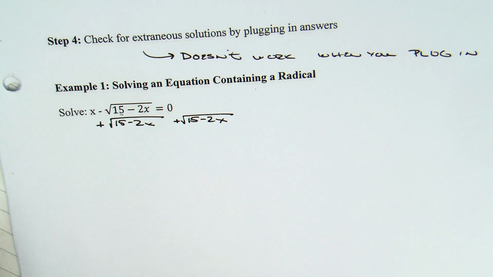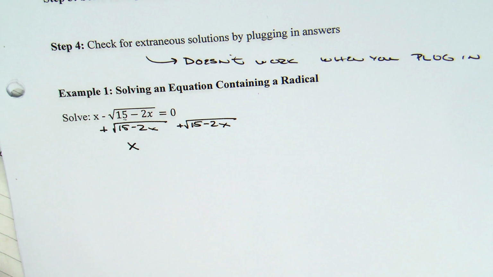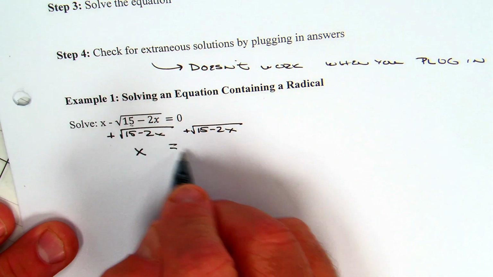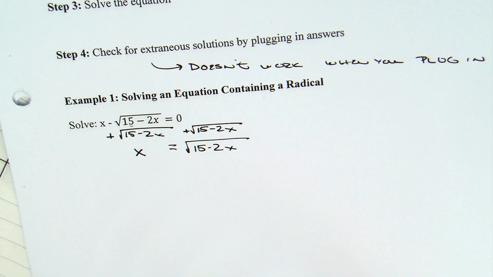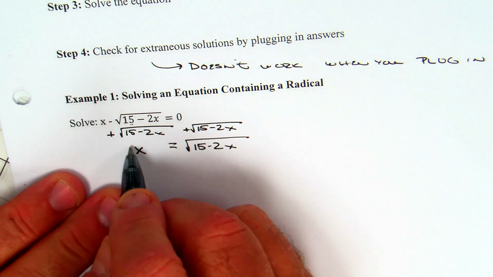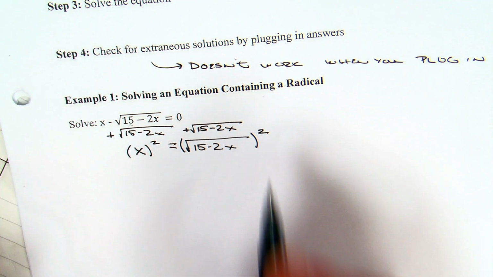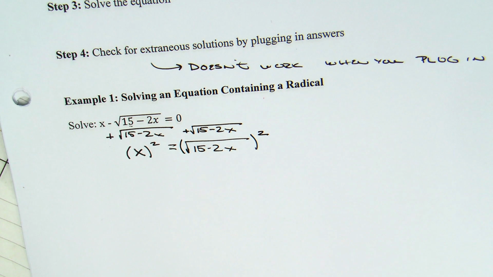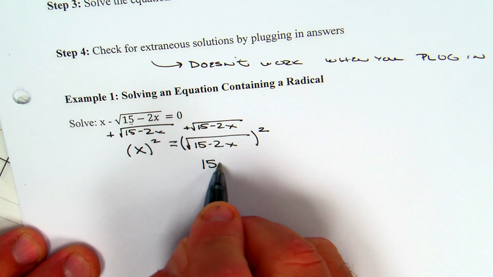Okay. When I do that, the left-hand side is going to become x. The left-hand side is going to become x. And the right-hand side is just the square root of 15 minus 2x. This is what we mean by isolating the radical. The radical's on the right-hand side all by itself. The opposite of a square root is squaring both sides. So I'm going to square both sides. Like we just mentioned, when we square a square root, they cancel out. And I got 15 minus 2x.